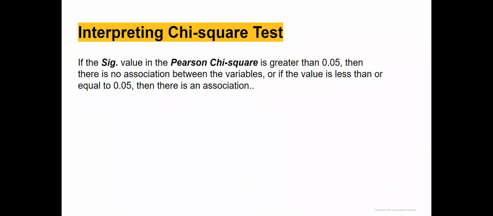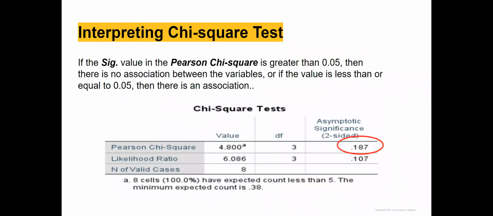Once you click on continue, you'll have this table, chi-square test, and this is the value you look for, the significance value. If it's greater than 0.05, you say there is no association between the variables. And if the value is less than or equal to 0.05, you say there is an association. So these are the simple tests you can perform to find whether the two categorical variables have some association between them.